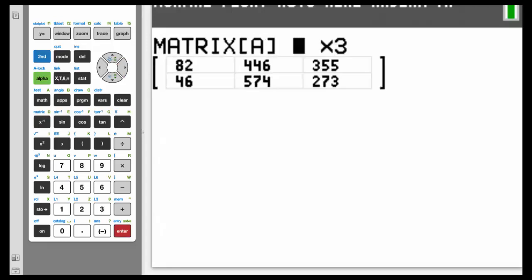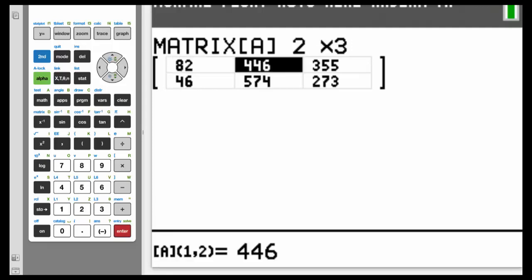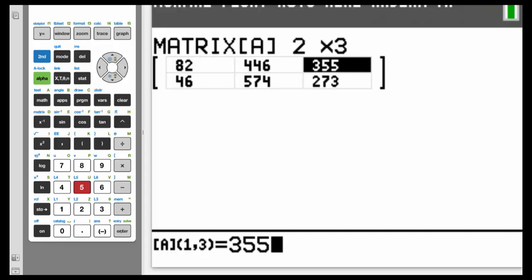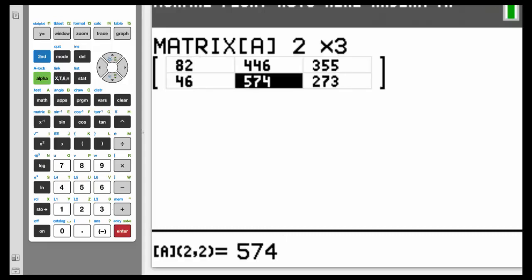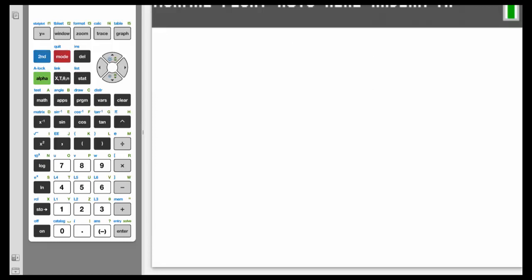Now, in our table, it was 2 rows, hit enter, and 3 columns. And you would type in each data value, hit enter. Type another data value in, hit enter, until you fill out the entire table for this. Once that's done, hit second and mode to exit. So now that we have the matrix into the calculator, now we need to do the statistical test here.